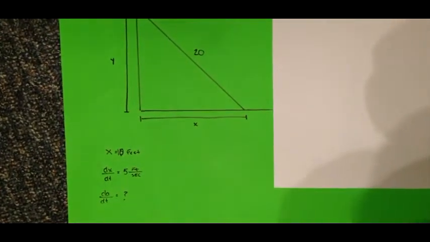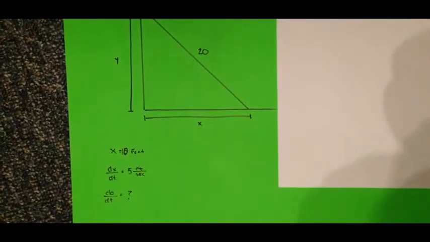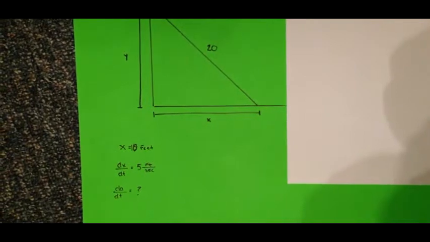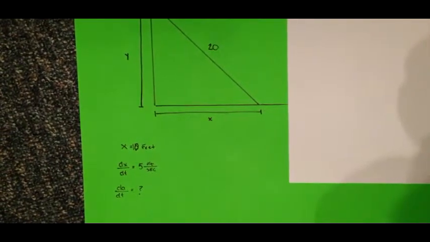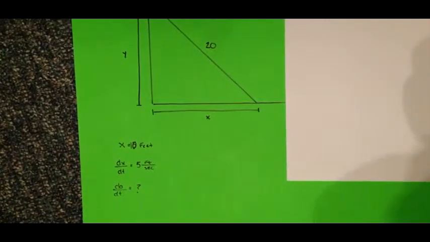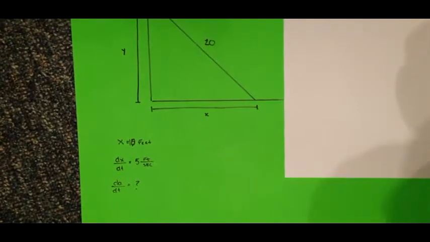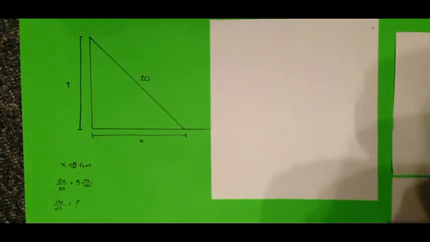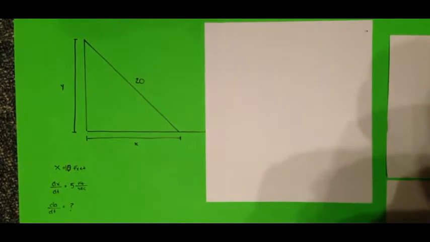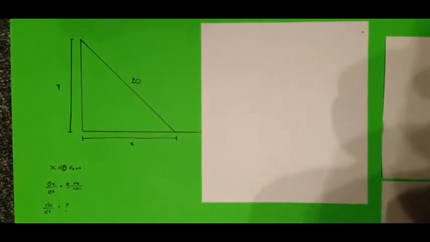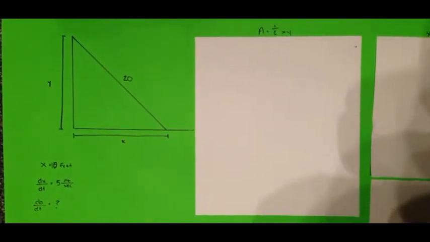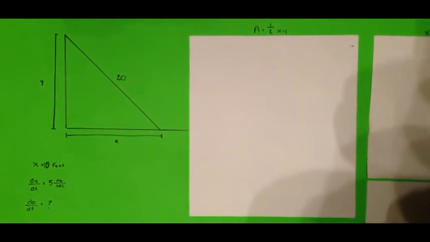So to find this, we're going to find dy over dt, which is how fast the top of the ladder is falling down the tree, and we're going to find dx over dt, which is how fast the bottom of the ladder is moving away from the tree. Because we're working with triangles, we know the area of the triangle is 1/2 base times height, or for the purposes of this problem, 1/2 x times y.